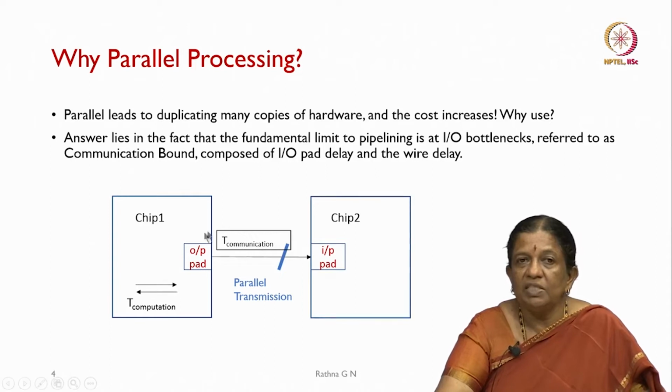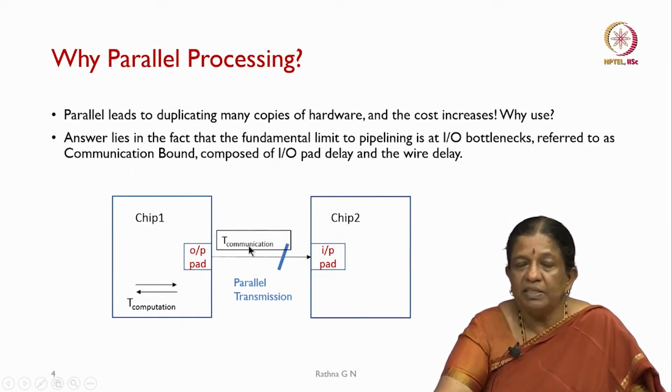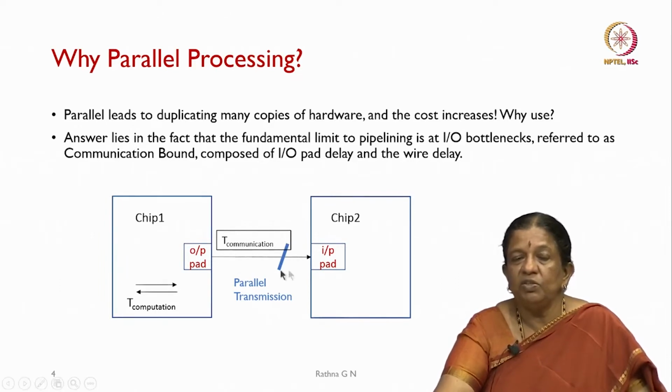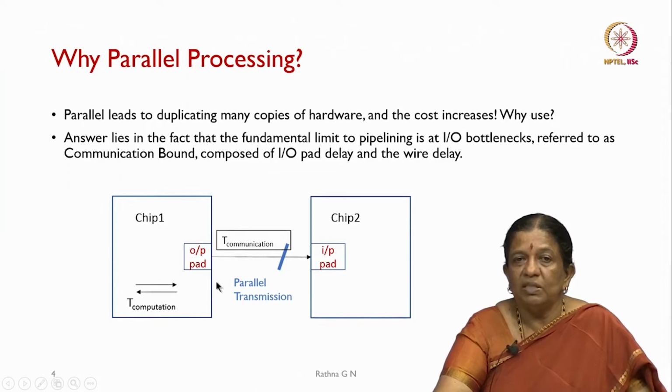So, in the case of pipelining, if my communication cost is more than pipelining, then there is no point in going for pipelining, in increasing the number of stages. Then it is better to switch over to parallel processing. Then I can work on independent data in these cases. This is what we call parallel transmission.